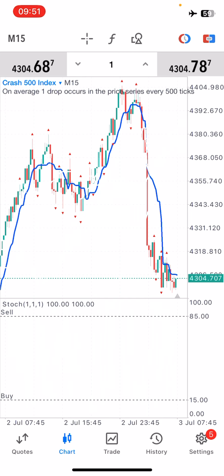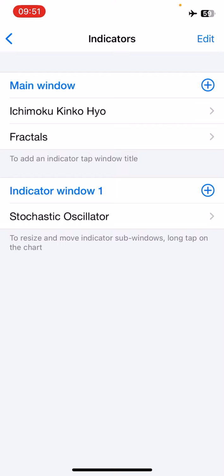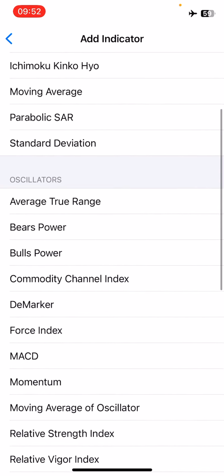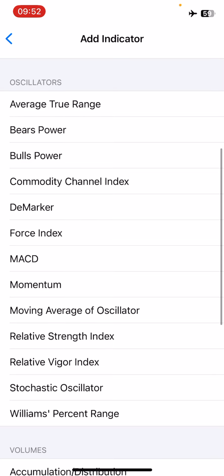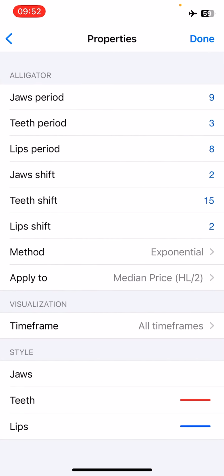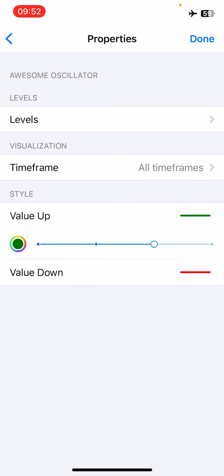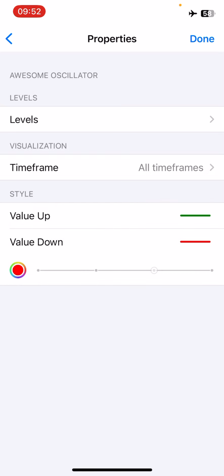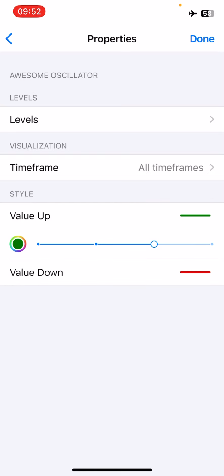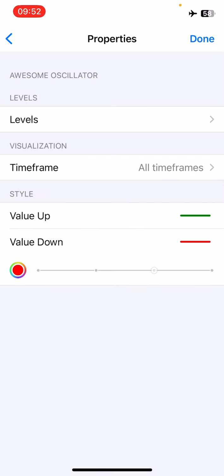Okay, now the next indicator that we need is called the awesome oscillator. So I'm going to go to indicator window 1, then we're going to add the awesome oscillator, which is right here. It is going to have the default settings. What do I mean by that? Your value up and your value down should have corresponding colors to your candlesticks. So if your bullish candlesticks are green, make sure your value up is green, and if your bearish candlesticks are red, make sure your value down is red. So they should just match with your candlesticks and how you have set them.